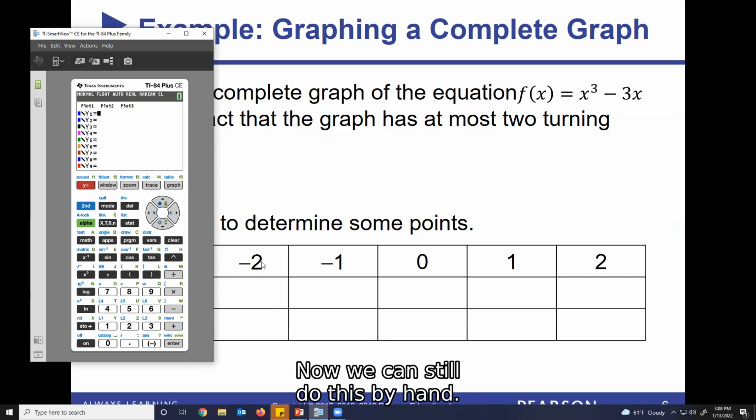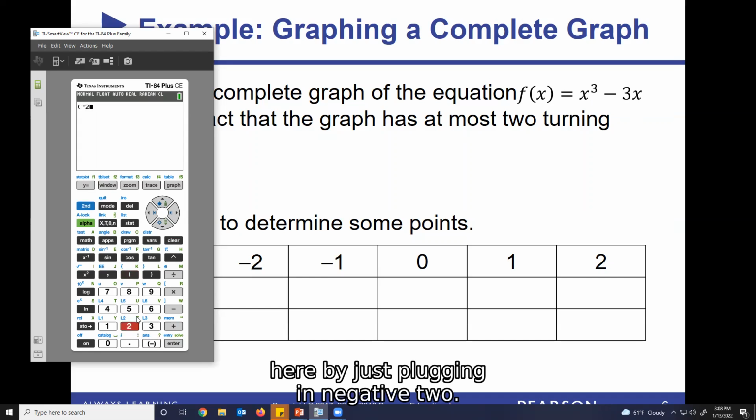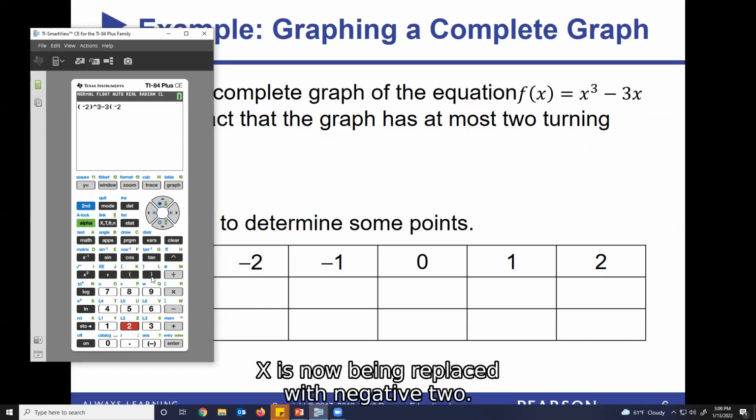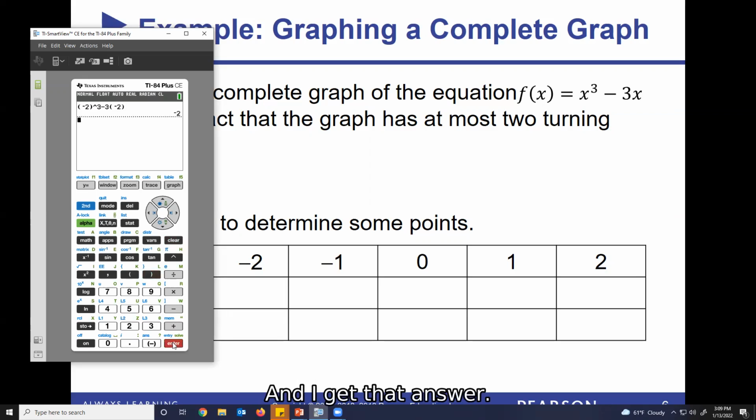Now we can still do this by hand. So I can take -2 and plug it in for each one of those x's and see what I get out. I can do that in the home screen by just plugging in -2, raise it to the third power, subtract 3x, which again, x is now being replaced with -2. And I get that the answer there was -2. So we can do it that way, or we can use this graphing part.